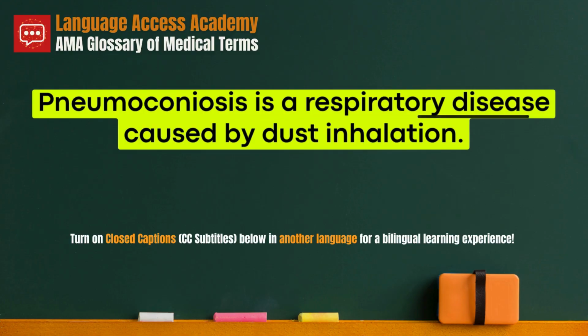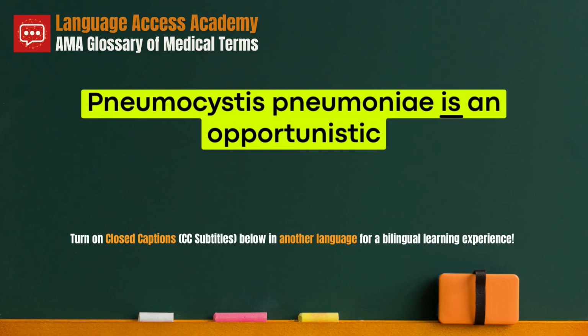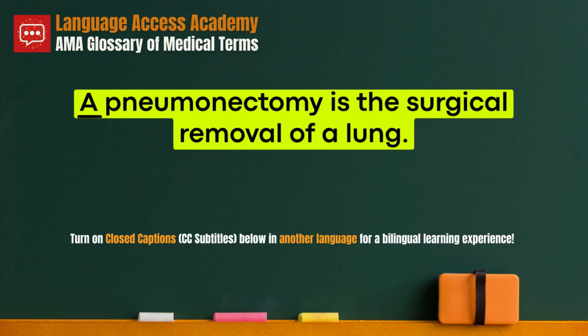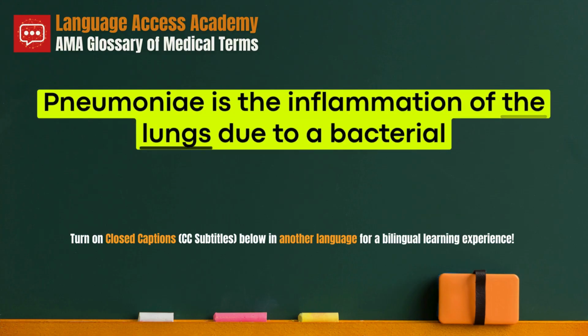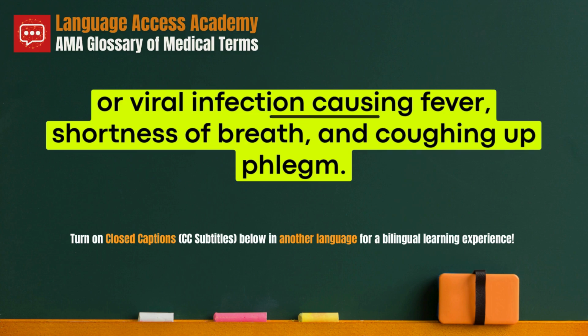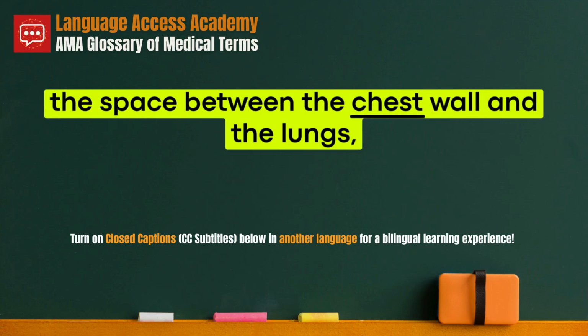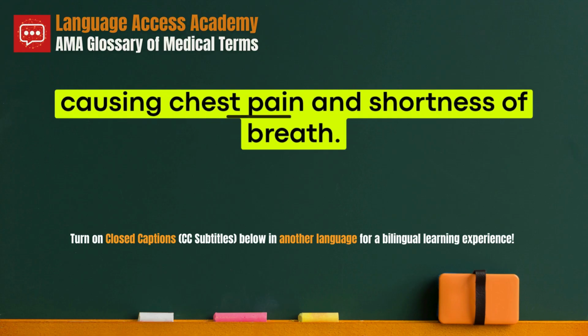Pneumoconiosis is a respiratory disease caused by dust inhalation. Pneumocystis pneumonia is an opportunistic infection of the lungs caused by a single-celled parasite. A pneumonectomy is the surgical removal of a lung. Pneumonia is the inflammation of the lungs due to a bacterial or viral infection causing fever, shortness of breath, and coughing up phlegm. A pneumothorax is a condition in which air enters the space between the chest wall and the lungs, causing chest pain and shortness of breath.